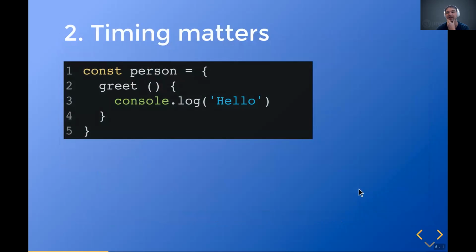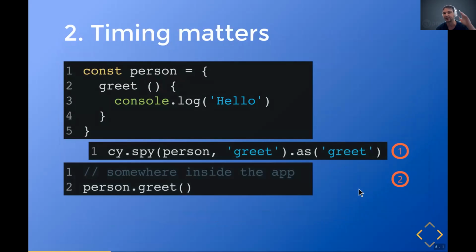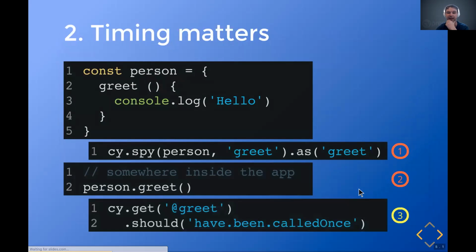But another big thing that's bad about spies and stubs is that you have to make sure you do it at the right time. You have to set up a spy before that method greet actually is called. Then the application somehow calls it, and then you confirm it. The last thing is easy, because Cypress retries it. It will just watch that spy, and as soon as the application calls it, then it will continue.